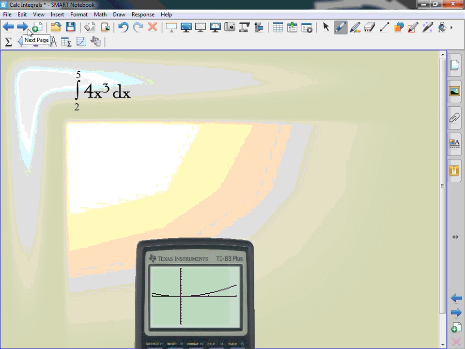Here's this one. Take the antiderivative. We don't care about the c because it could be any antiderivative.